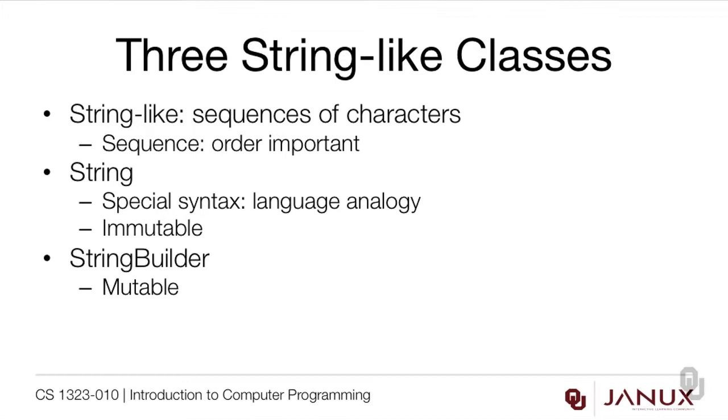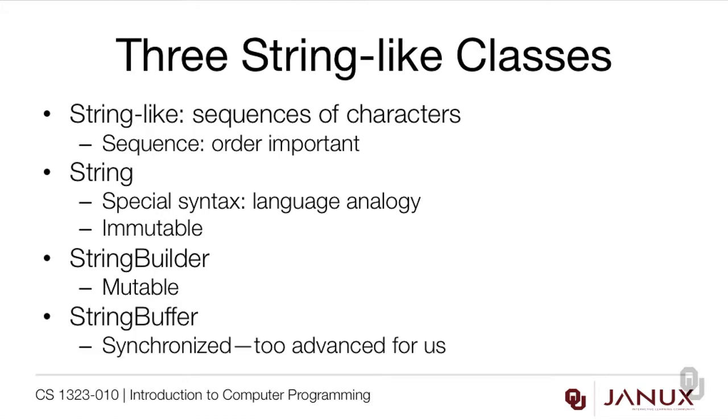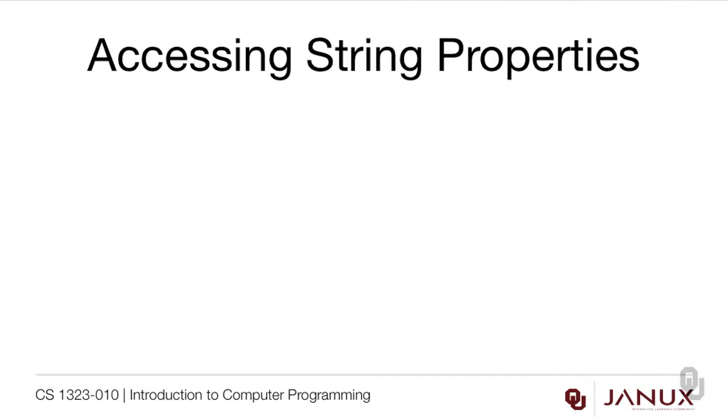Now, the string builder is very similar to the string, but the difference is it's mutable. That is, the characters can be changed in it. There is a third string-like class. It's called string buffer. Now, this one has a unique property called synchronization. Synchronization is a very advanced topic in programming and one we're not going to approach this semester. So we're not going to use the string buffer class at all.